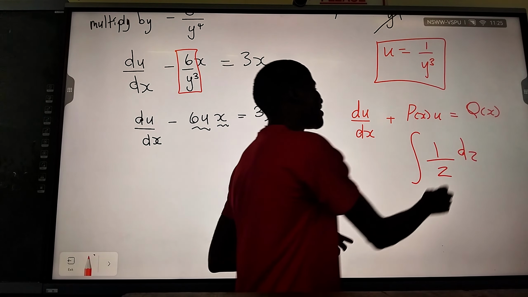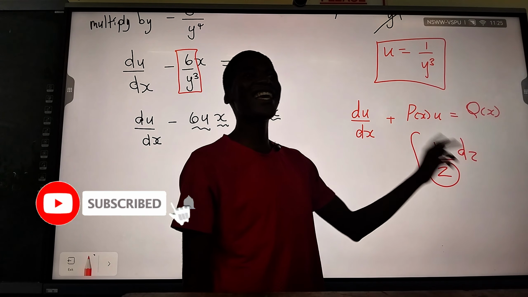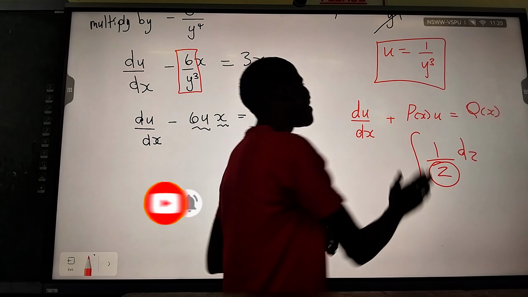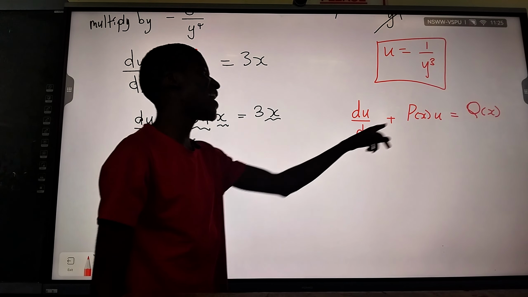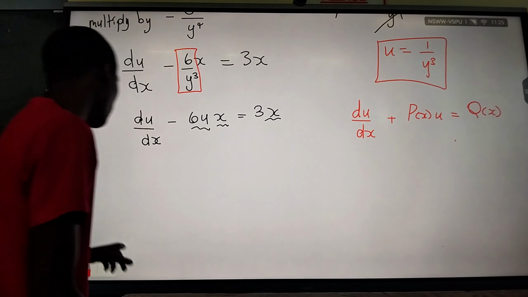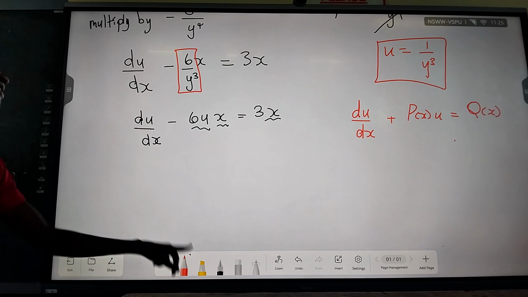Please, z, these are arbitrary. You can put z, u, y, whatever, but notice the notation. In this case, it's du/dx plus p(x) times u equals q(x), where u is our dependent variable. So this is a linear differential equation.